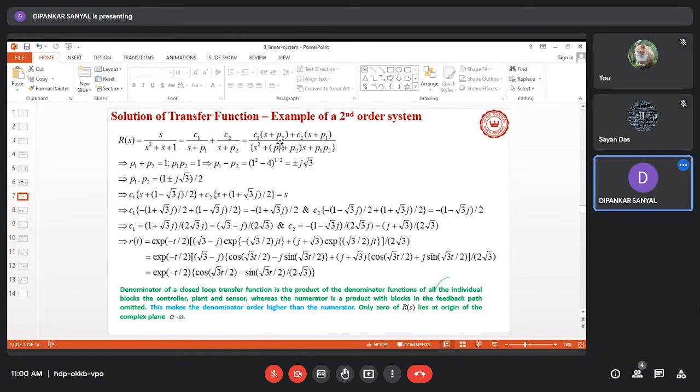Though P1, P2, etc. could be complex, if we process the whole equation, since it is a real system, ultimately the response would contain only real coefficients and real polynomials. And as we have seen, this exponential term has a very crucial role in all this solution. If this exponential term's argument is negative, then it implies decay. If it is positive, then it implies growth.